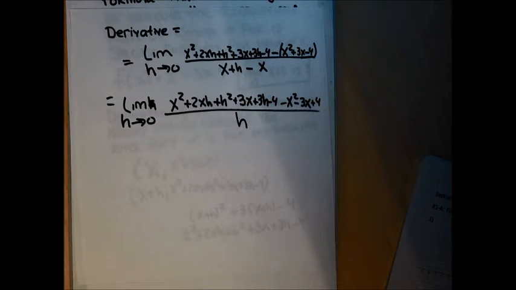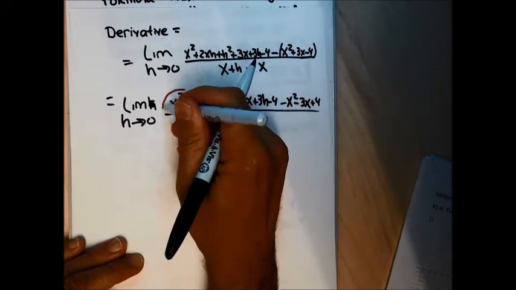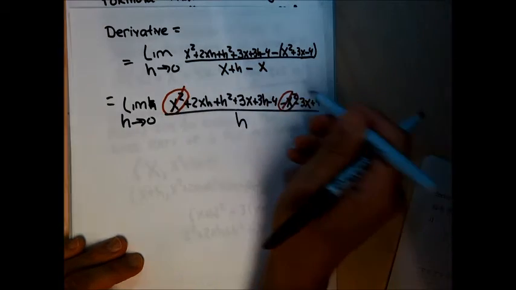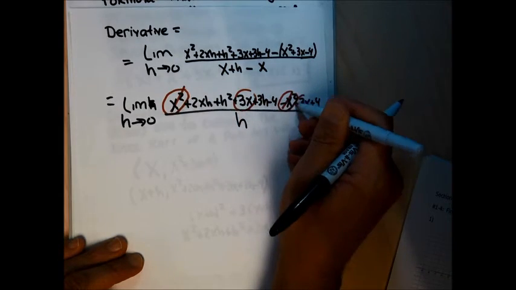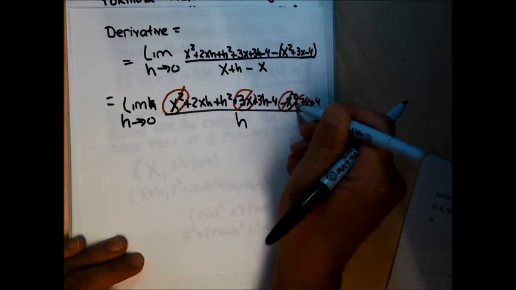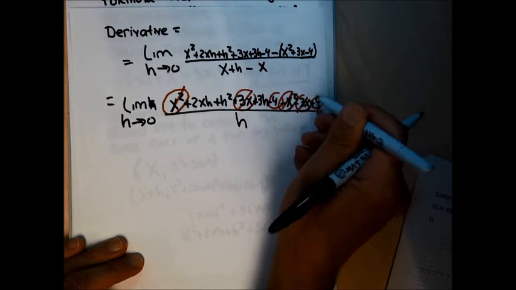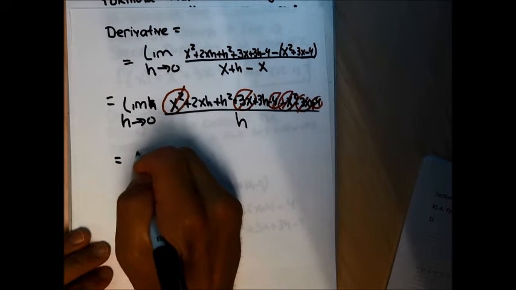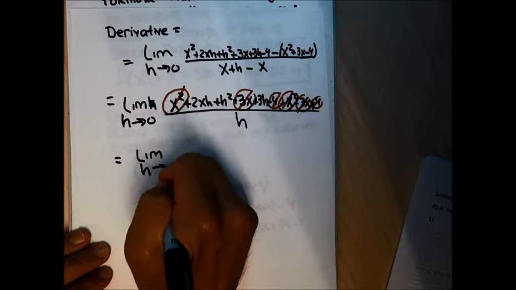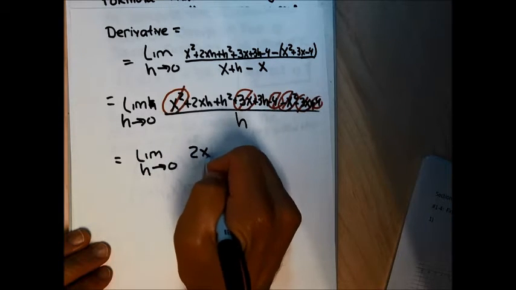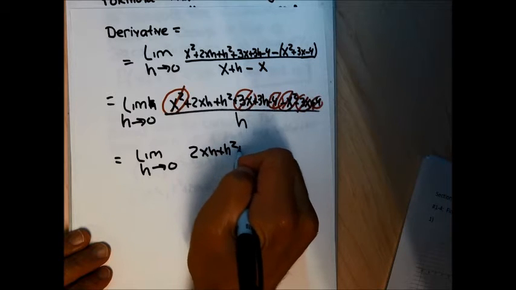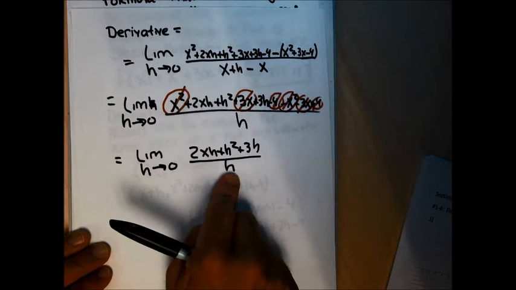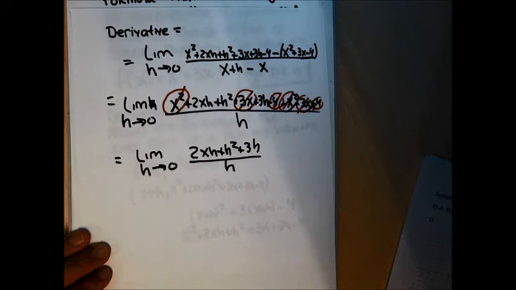And now I'm going to combine like terms, and lots of things are going to cancel. This x squared and that minus x squared cancel. This positive 3x and that negative 3x cancel. This negative 4 and that positive 4 cancel. So now I'm left with the derivative is the limit as h goes to 0 of 2xh plus h squared plus 3h over h. If I plug in 0, I'm going to get a 0 in the denominator, which is undefined. So I'm going to need to factor and cancel.